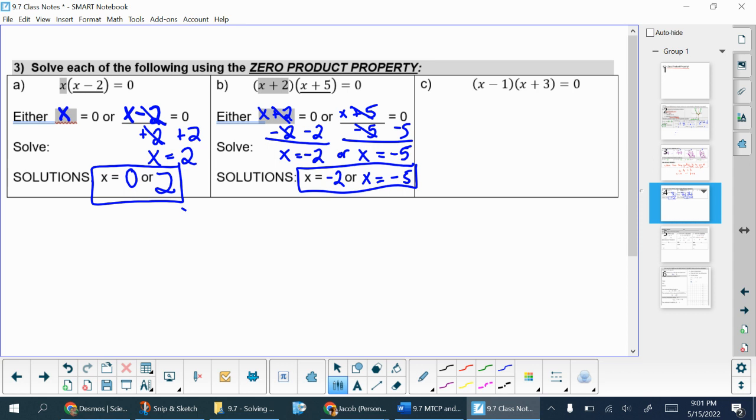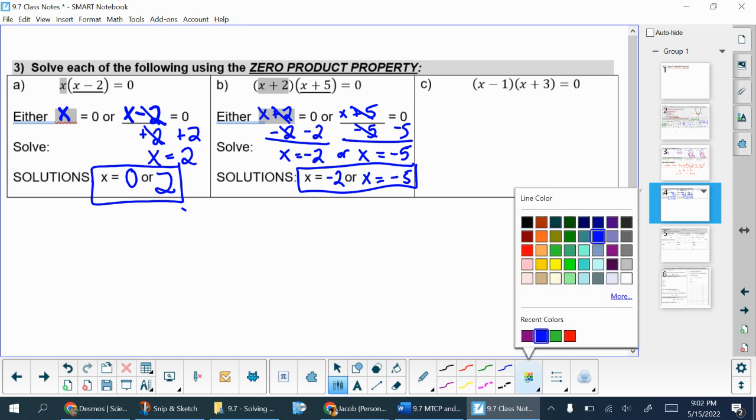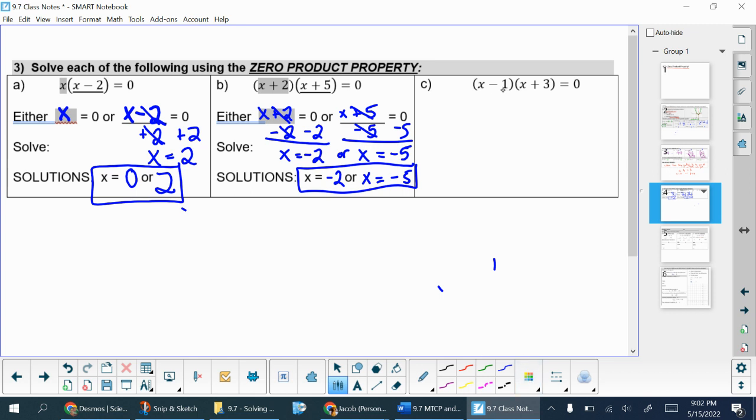Finally, they took away the helpful hints here, as they will by the time we get to the quizzes. But it's the same thing. Look back at the one before. I've got two things multiplied together that equals 0. So I know that either x minus 1 is equal to 0 or x plus 3 is equal to 0. And that just leaves me with two equations to solve. Neither one all that difficult.